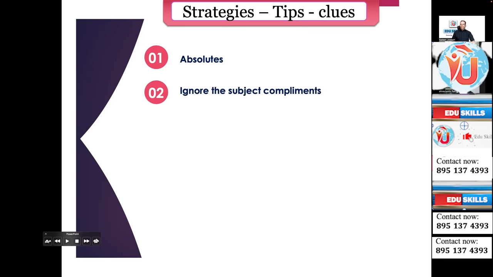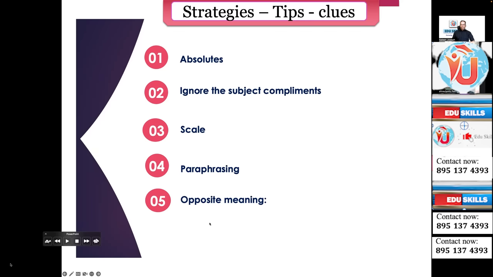Now, text three. Strategies, tips, and clues in this text three. One is absolutes. Second one, ignore the subject complements. You can see every text, there are differences. So they will be testing all these clues or strategies and your competency in that. So absolutes you did not have in the previous ones. Now you have absolutes. Ignore the subject complements here. Scale is here. Paraphrasing, opposite meaning.